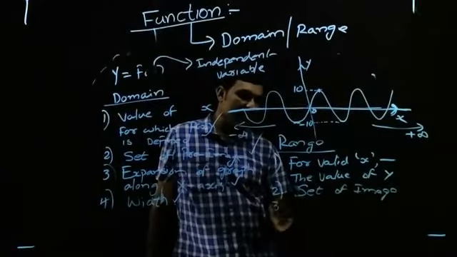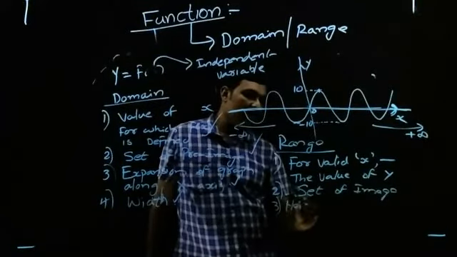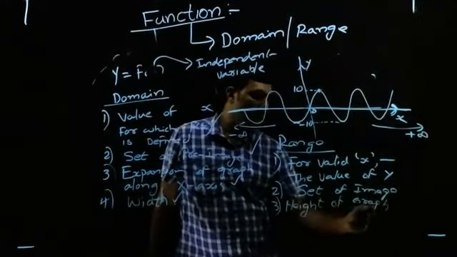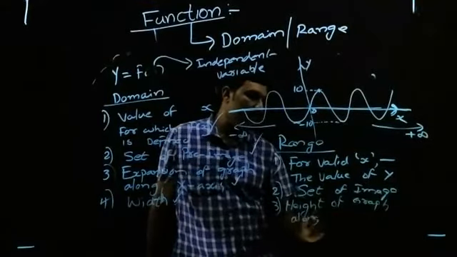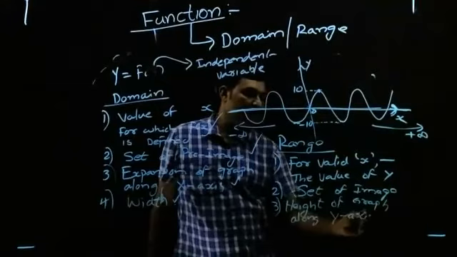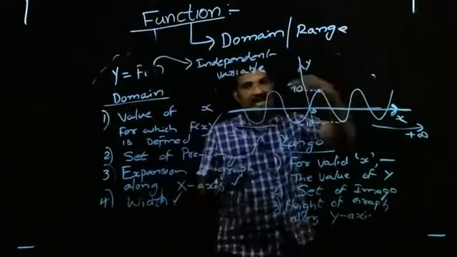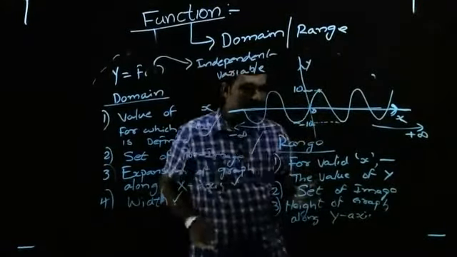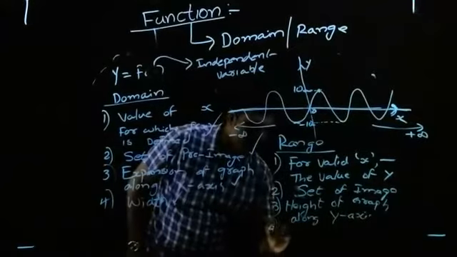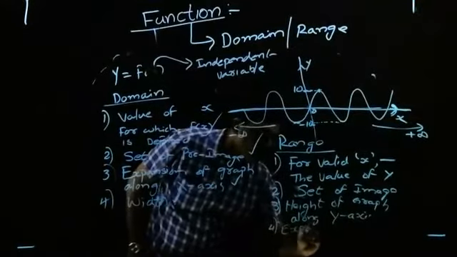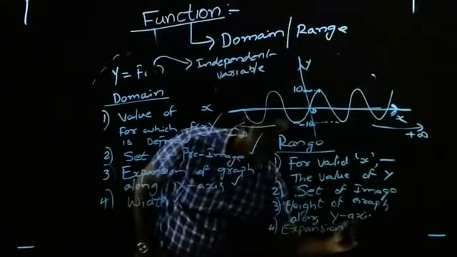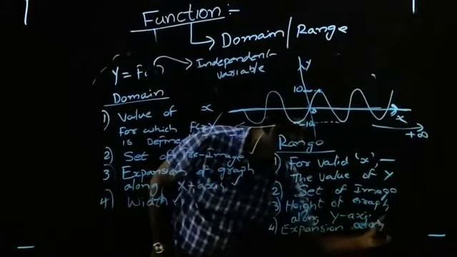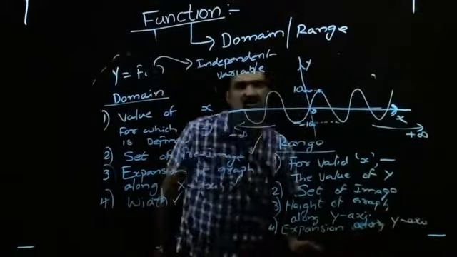Or we can say this is height of graph along y-axis. Or the expansion of graph along y-axis. Here the expansion is from minus 10 to 10. So we can say range means expansion of graph along y-axis. So these are all our definitions of domain and range.